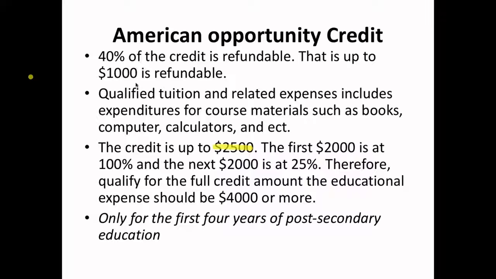So point number two, qualified tuition and related expenses include course materials, books, computers, calculators. We already went through that. Point number three, the credit is up to $2,500. You already know that. The first $2,000 is at 100%, and the next $2,000 is at 25%. Therefore, to qualify for the full credit amount, the educational expense should be $4,000. So for this reason, I'm going to bring the board up so I can explain it to you, because I know it could be a little bit complicated to understand.